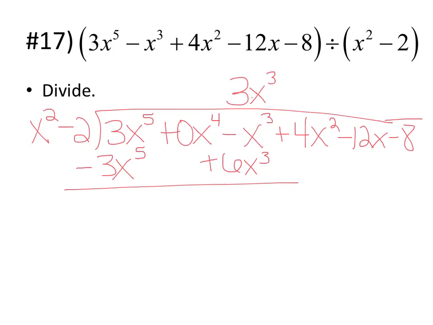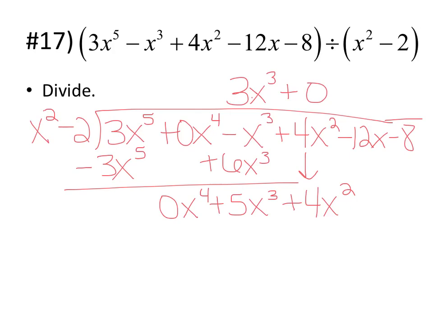So 3x to the 5th minus 3x to the 5th cancels. You have 0x to the 4th. And negative x cubed plus 6x cubed is 5x cubed. And you're going to bring down your plus 4x squared. All right, now, x squared times what gives me 0x to the 4th? Well, that's just going to be 0. So you're not going to have anything there.